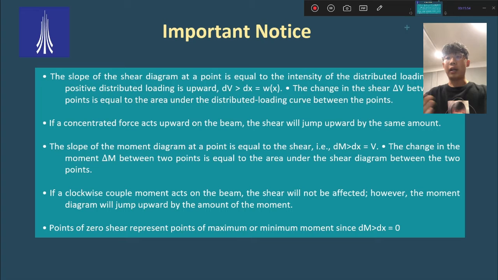The slope of the moment diagram at a point is equal to the shear. For example, dM over dx is equal to V, and the change in the moment, delta M, between two points is equal to the area under the shear diagram between the two points. If a clockwise couple moment acts on a beam, the shear will not be affected. However, the moment diagram will jump upward by the amount of the moment. Points of zero shear represent points of maximum or minimum moment, since dM over dx is equal to 0.